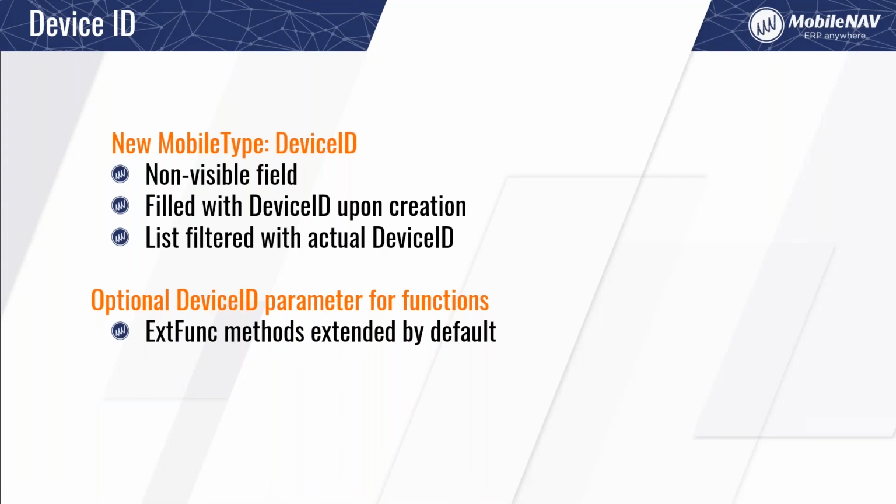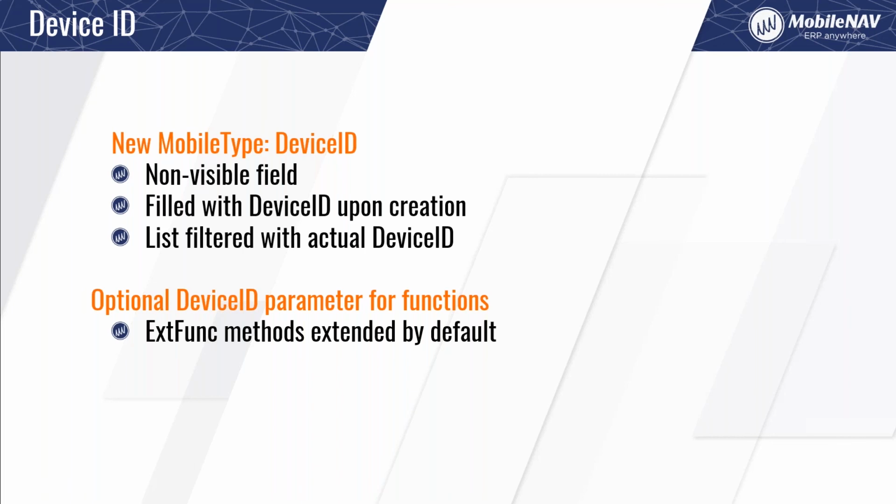Okay, show height filters we have discussed. Device ID, it's also a smaller feature. Now we have introduced a new mobile type, device ID, and that allows you to register or record the device ID, the originating device ID where the request was coming from. If you use that mobile type, then the list of the records will be filtered by the actual device ID by default. So every device will only see its own records by default, and if you press create, then by default the device ID field will be filled with the actual device ID.